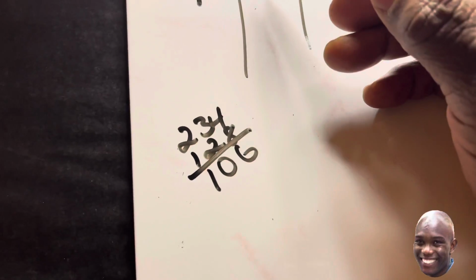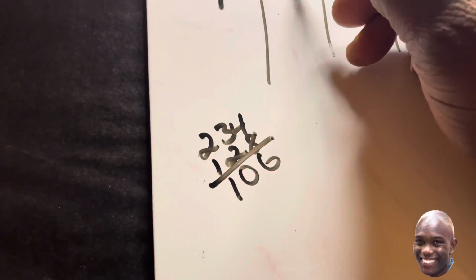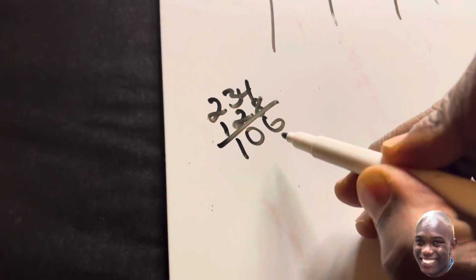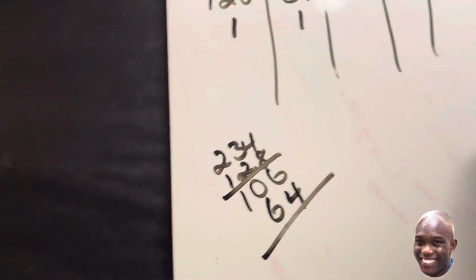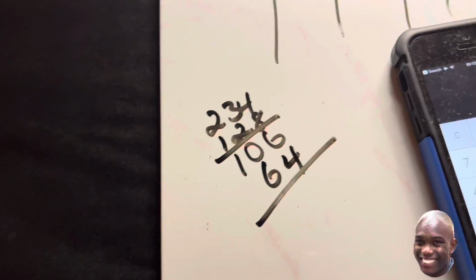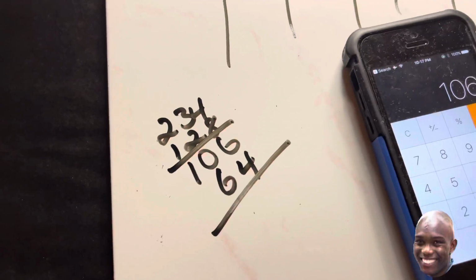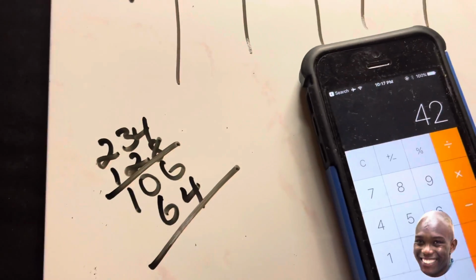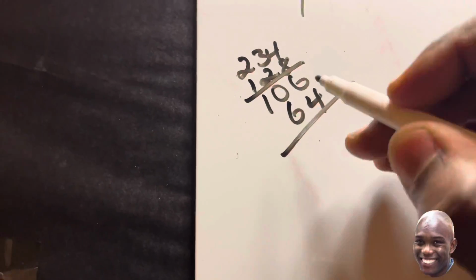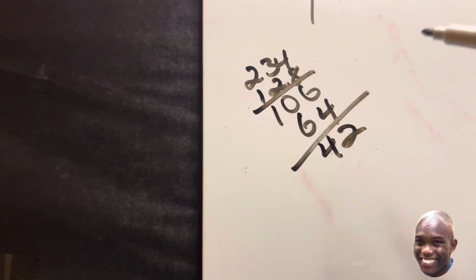My next place value is 64. My question now is, is 106 greater than 64? Of course it is, so I'm going to put it on again. I'm going to put 64 here, take this 106 on my calculator and minus 64 from it. I click equal and I end up with 42. So I put 42 below here.